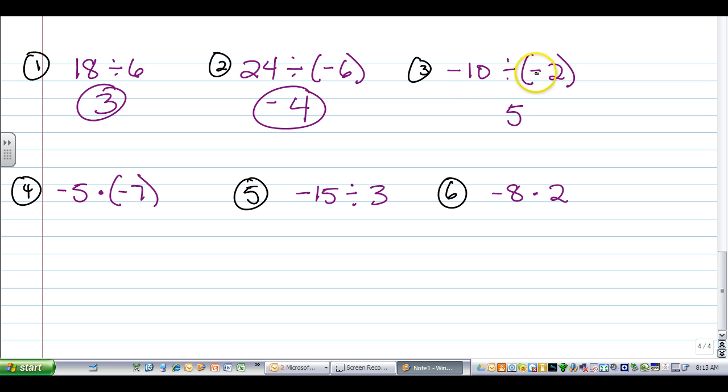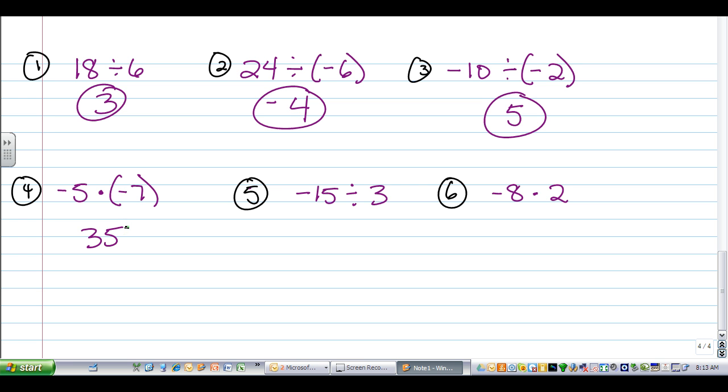I've got 1, 2 negatives. 2 is an even number, so that makes it positive. Or you could say, well, the signs are the same sign, positive. So negative 10 divided by negative 2 is a positive 5. All right, 5 times 7, basic fact, we know that is 35.